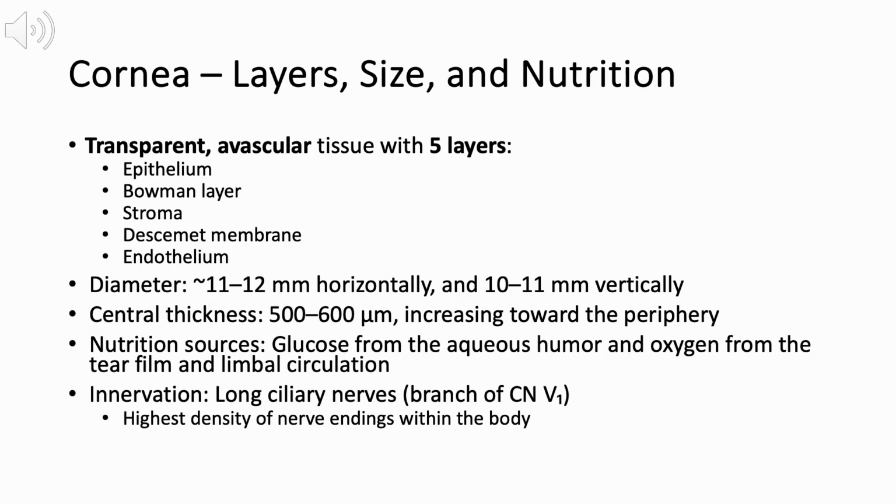The cornea is a transparent avascular tissue composed of 5 distinct layers: the epithelium, Bowman layer, stroma, Descemet's membrane, and endothelium. Its horizontal diameter measures approximately 11 to 12 millimeters, and vertical diameter about 10 to 11 millimeters. The central corneal thickness ranges from 500 to 600 microns, gradually increasing toward the periphery.